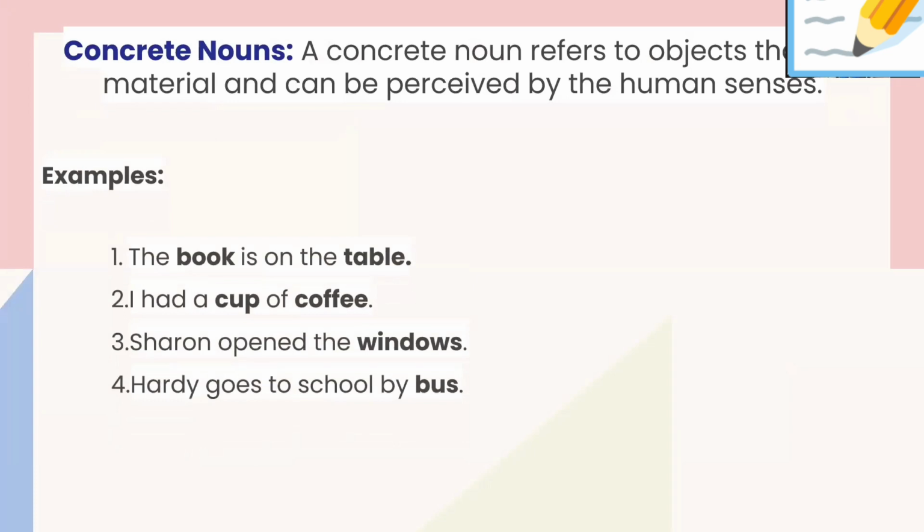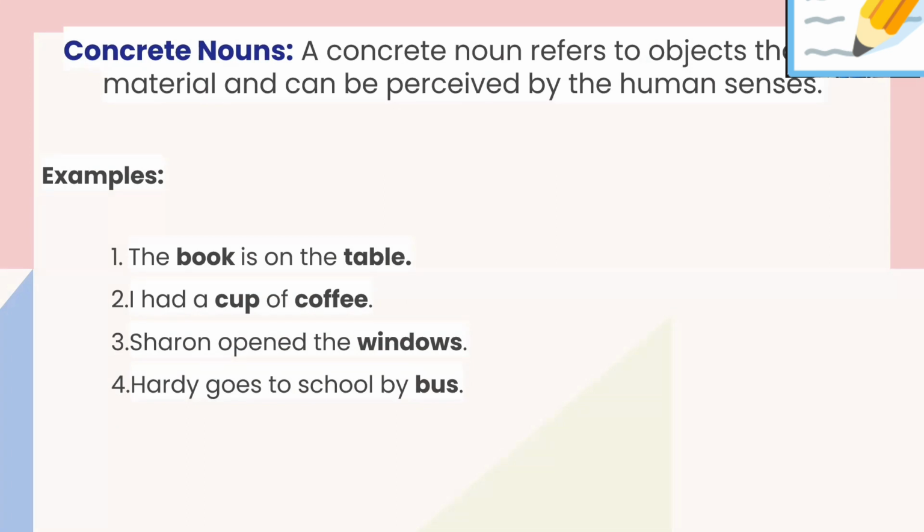For example, the book is on the table. Now, book can be seen through the sense of sight, and it can also be touched, and table can also be seen and touched. Number 2, I had a cup of coffee, means a cup can be seen and touched. Coffee can be seen and can be tasted as well. Sharon opened the windows. Windows can be seen and touched. Hardy goes to school by bus. So bus can be seen and can be touched.